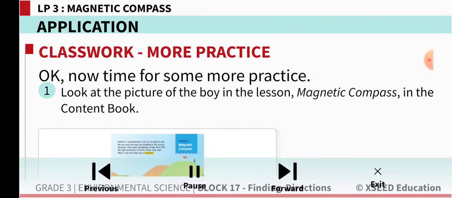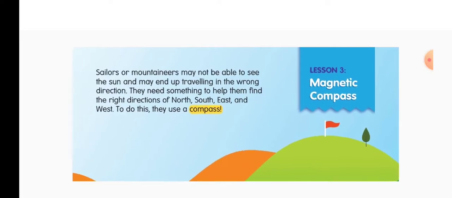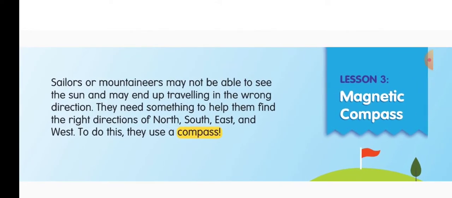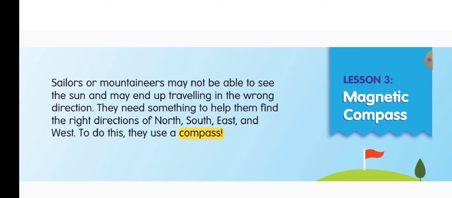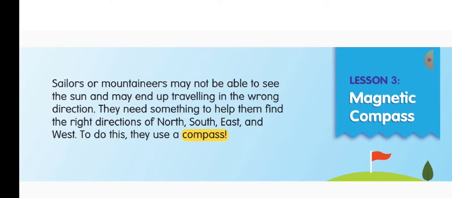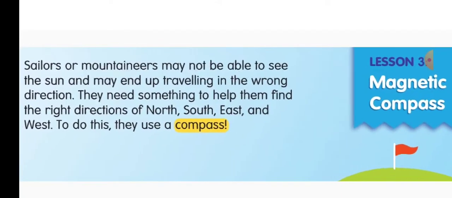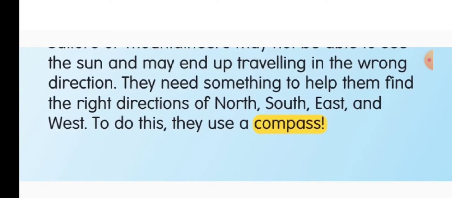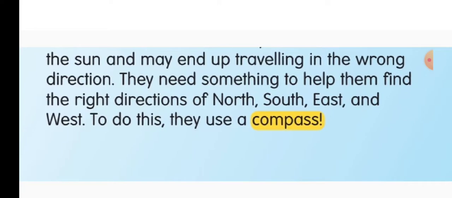Right. Now read this beautiful lesson. Very informative lesson. Magnetic compass. Sailors or mountaineers may not be able to see the sun. Sailors means people who travel in the ship. Mountaineers are the people who climb high mountains. They may not be able to see the sun. They may end up traveling in the wrong direction. They need something to help them find the right directions of north, south, east, and west. To do this, they use a compass.